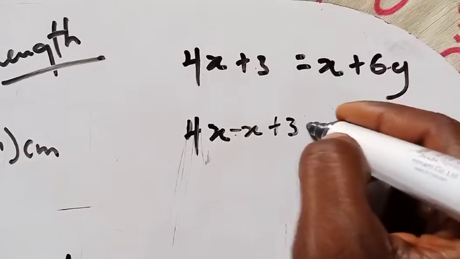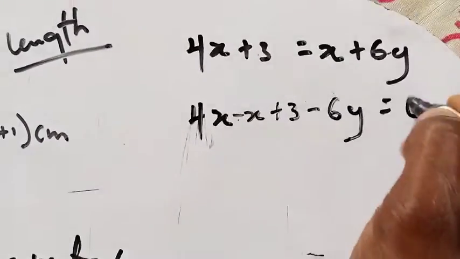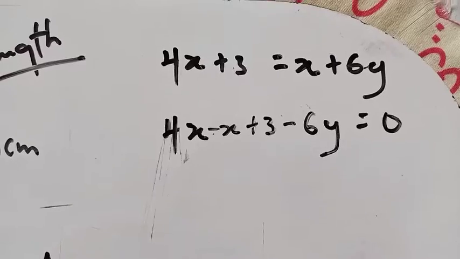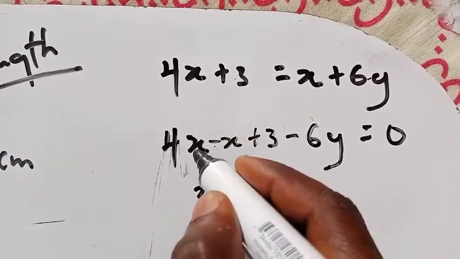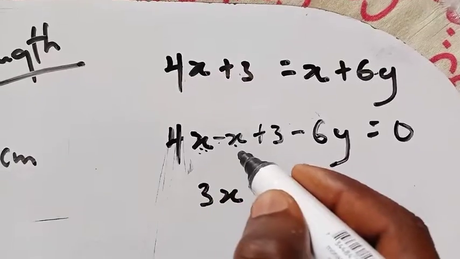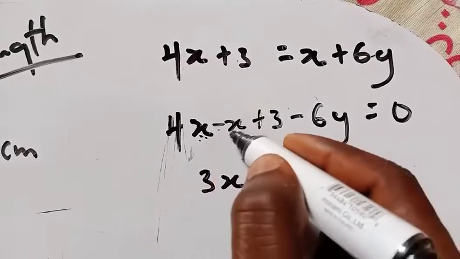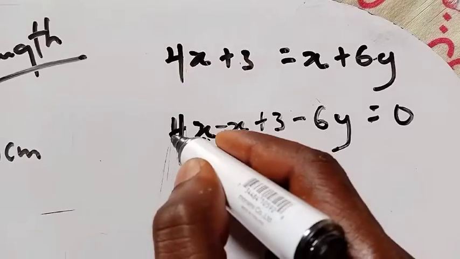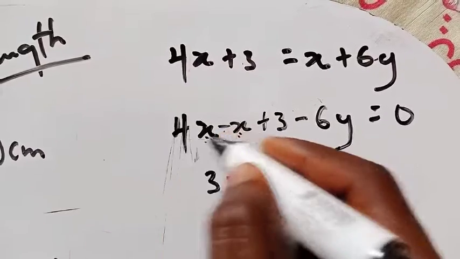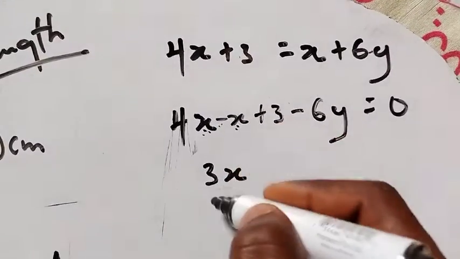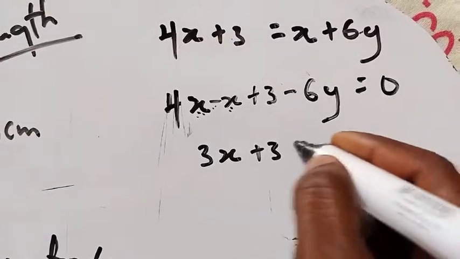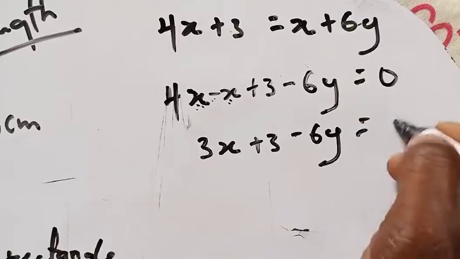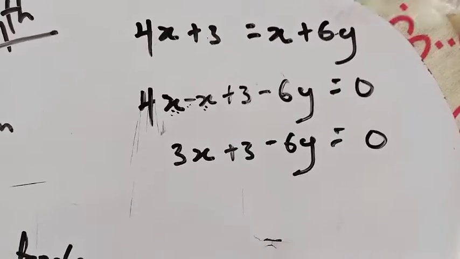So this guy also tends to be negative 6y, everything equal to 0, right? So from here and this guy, we are going to have 3x. Remember, this is algebra. Since this guy and this guy are coming from the same family, they are all carrying x. So we can easily deal with the numbers. We have 4 here minus 1 here, right? So that's why I got my 3x here, and then plus 3, and then minus 6y, right? Is that okay? So perfect.